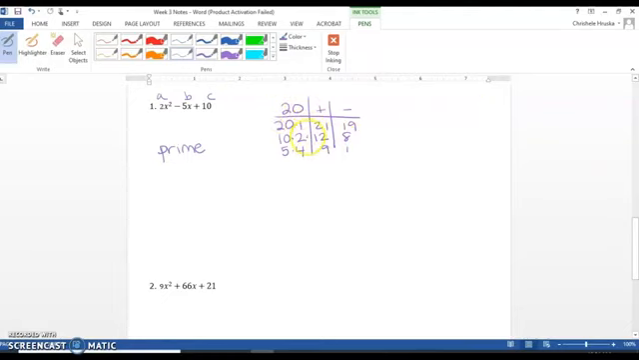Because 20 is not divisible by 3. We got 4. We got 5. 20 is not divisible by 6. It's not divisible by 7. It's not divisible by 8. It's not divisible by 9. I got 10. That's it.